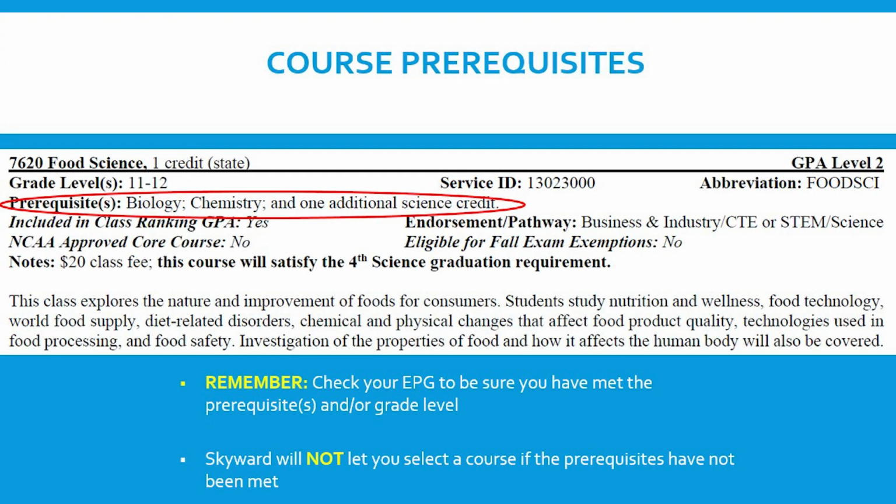Some courses require prerequisites that can be found in the course description part of the EPG. The prerequisites are the classes you must have already taken. For example, for food science, you must have taken biology, chemistry, and 1 additional science before you can register for it. Always check the EPG to make sure you have met the prerequisites and/or grade level. Skyward will not let you select a course if the prerequisites have not been met.